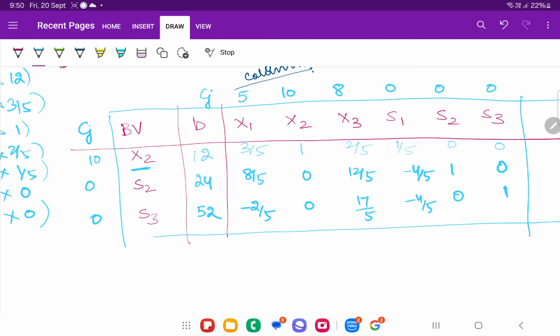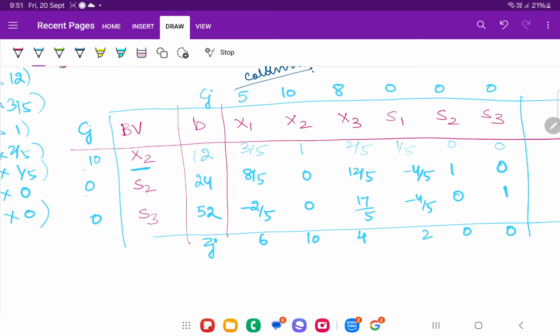Now next thing is, again I will be calculating Zj. Zj again 10 into 3 by 5 plus 0 into 8 by 5 plus 0 into minus 2 by 5. So this is going to be 6. This is going to be 10 into 1, 10. 0 plus 0 into 0, 0. 0 into 0, 0. This is going to be 10. This is going to be 4. This is going to be 2. This is going to be 0. And this is going to be 0.